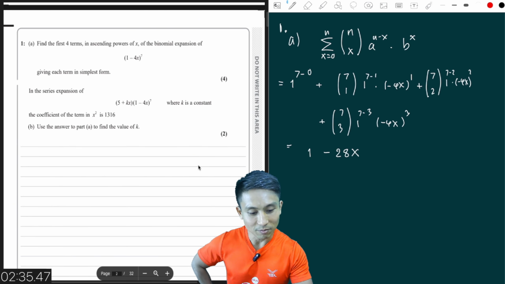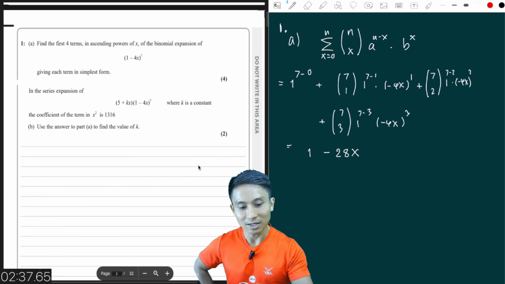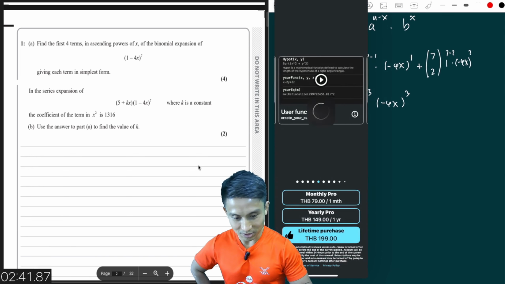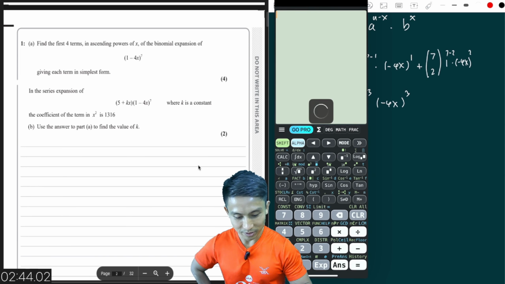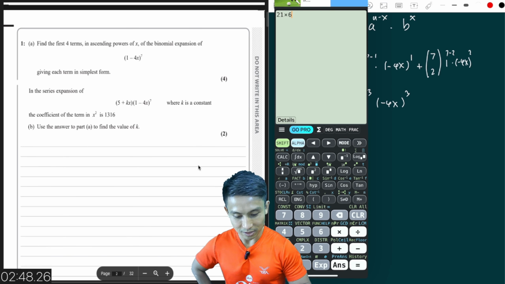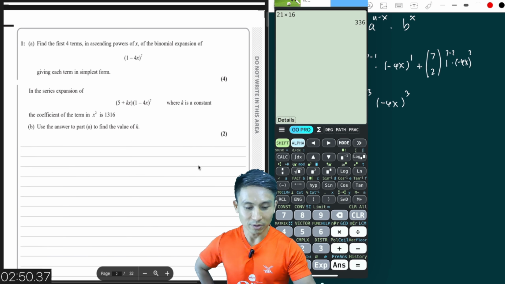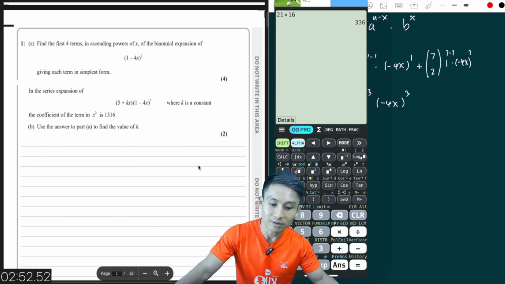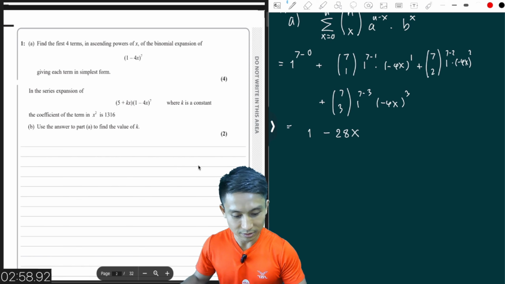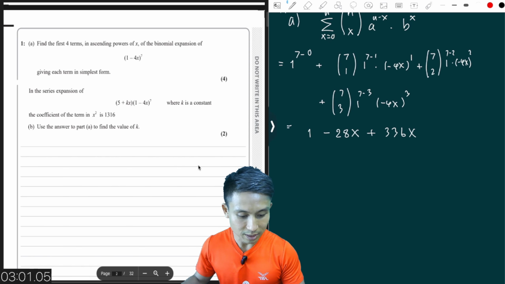And 21 multiplied by, well, this you will get 16. So 21 multiplied by 16, let's use a calculator to help me with that. 21 multiplied by 16. So we get 336. Is that right? 21 multiplied by 16, 336. This is x squared.